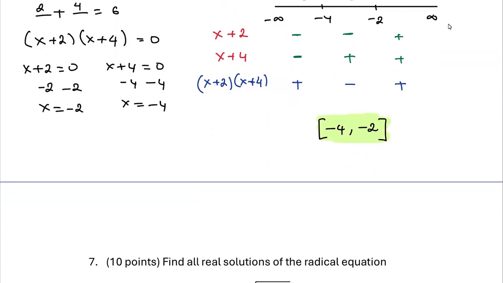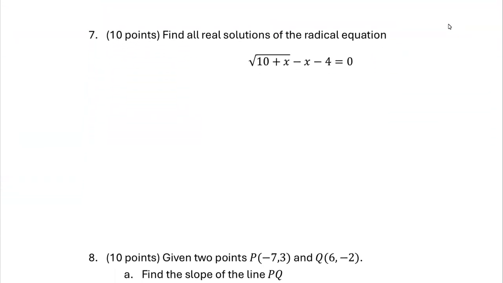All right. Number 7, we are going to find the solutions for the radical equations. Just like the absolute value, you are going to isolate the radical. So what does it mean by it? That means I have to move the x away, move the 4 away, right? So I'm going to add the x to both sides. And I get square root of 10 plus x minus 4 equals x.